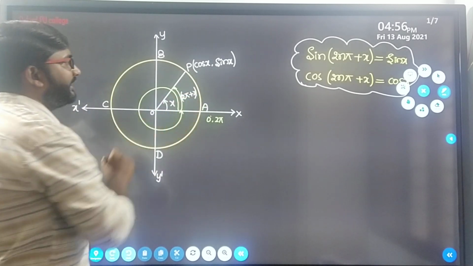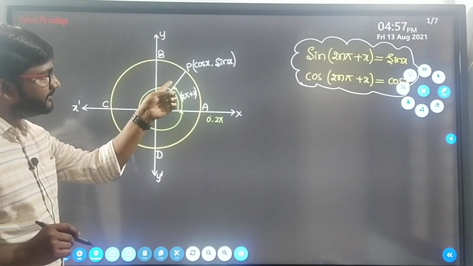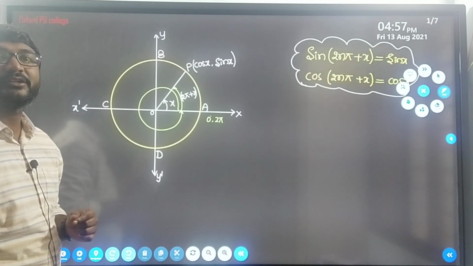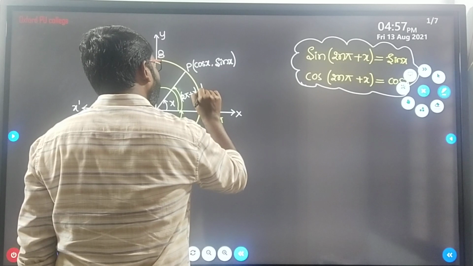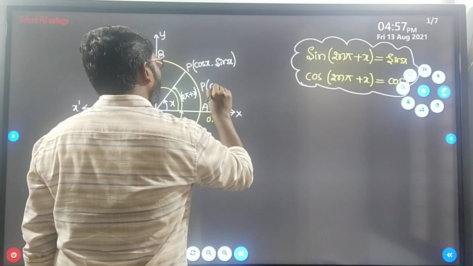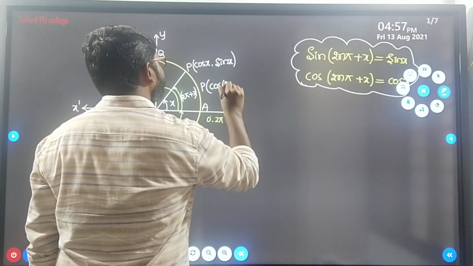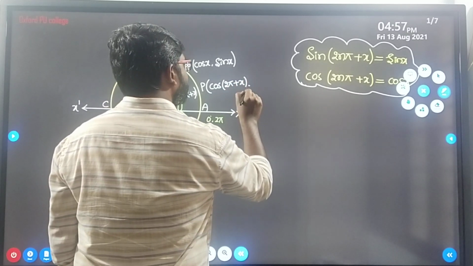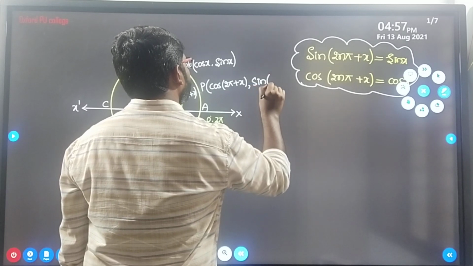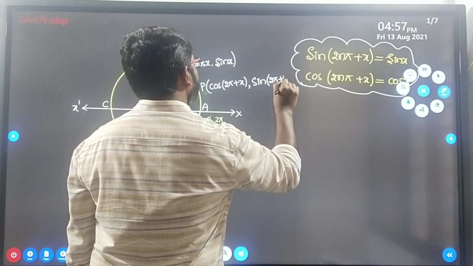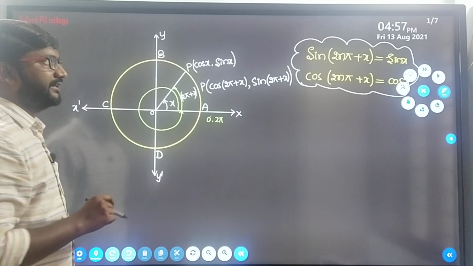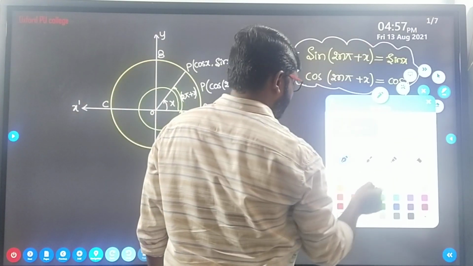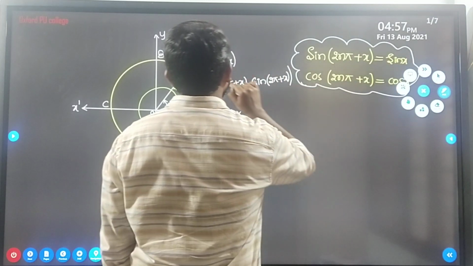Now what are the coordinates? You are at the same point. The coordinates are P of cos(2π + x) comma sin(2π + x). So these are the coordinates. Now compare the corresponding x coordinate and the corresponding y coordinate.